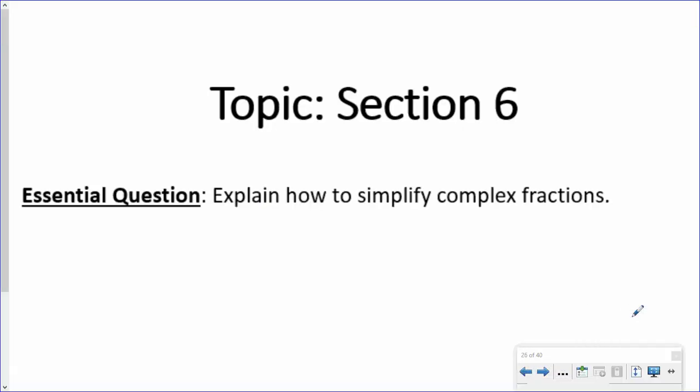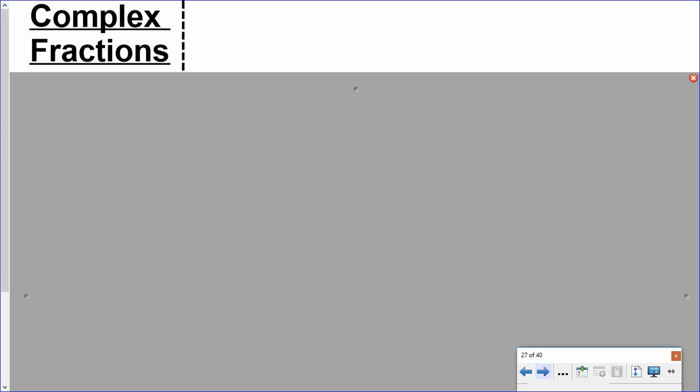All right, so section 6 notes, your essential question that you need to write down: explain how to simplify complex fractions. So we're going to talk about what are called complex fractions today. Make sure you pause whenever you need to so that you can copy things down. All right, your one main idea today is just complex fractions, so make sure you write that in the left-hand column.